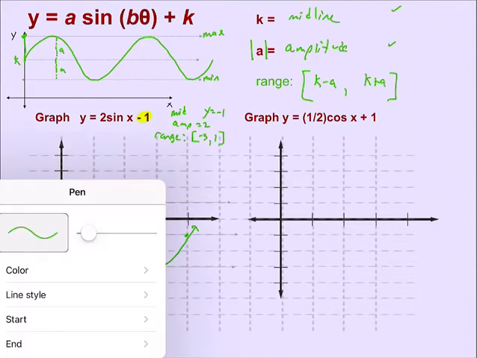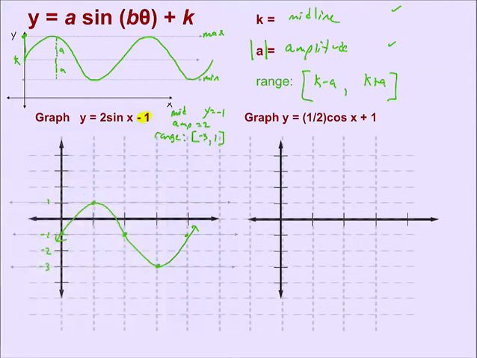So we'll go through this process one more time with the second example. Y equals 1/2 cosine of x plus 1. Again, the order is midline, amplitude, range. Think those three things in order. The midline is y equals 1. The amplitude is 1/2, which means my values are going to go from as low as 1 minus 1/2 and as high as 1 plus 1/2. You can write these as decimals or fractions, whichever you prefer. I like fractions, so I'm going to stick with 3/2.